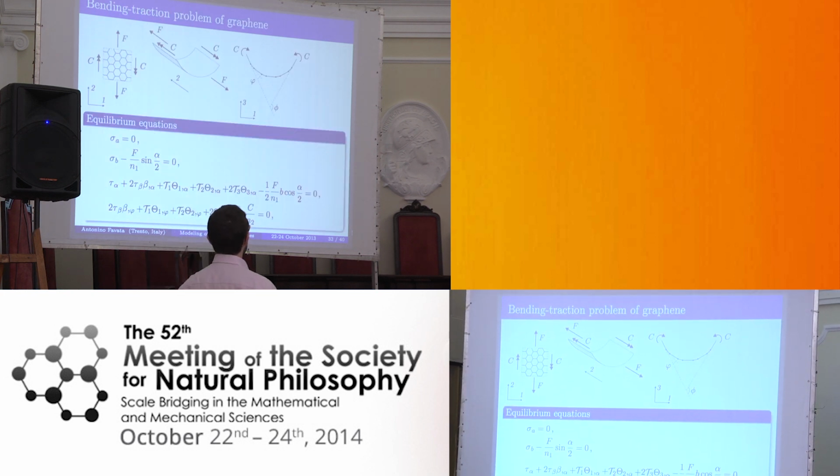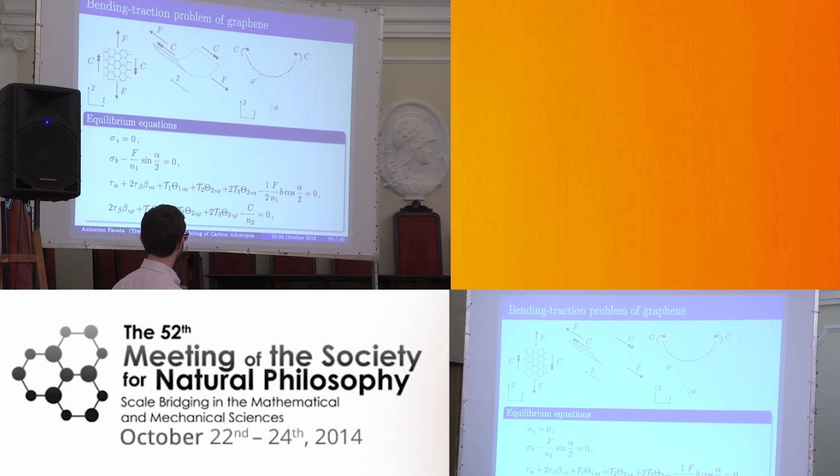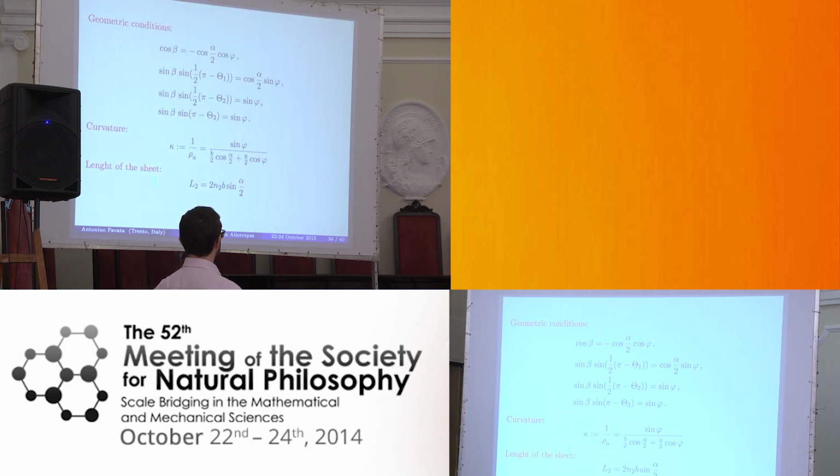The last problem I want to consider is the bend interaction problem of graphene, and consider this problem for detecting the softening properties of graphene. Here the equilibrium equations are not so different with respect to the previous one, but there's a term, of course, depending on the axial load we applied. We have always these geometric conditions between all parameters, and we can define this way the curvature of the graphene, depending on this order parameters string.